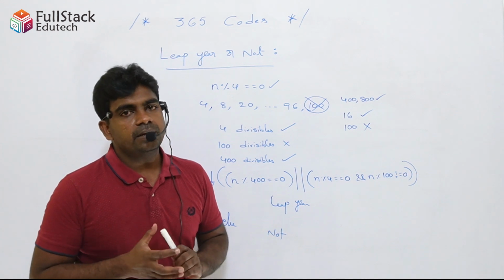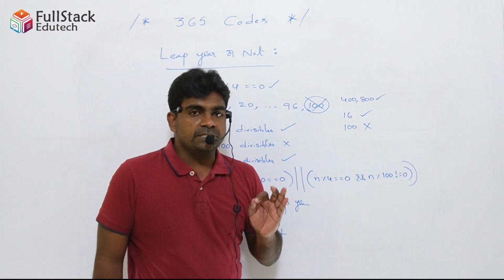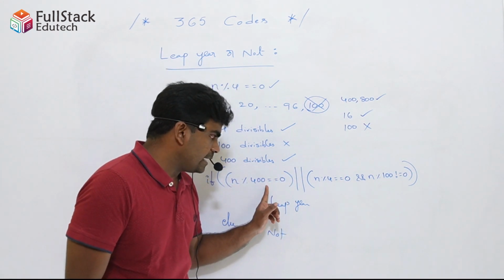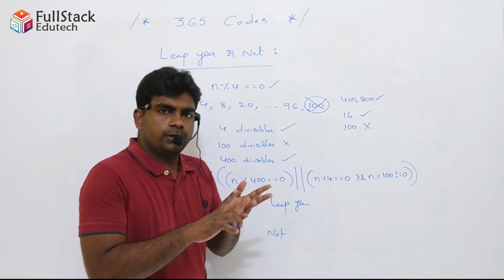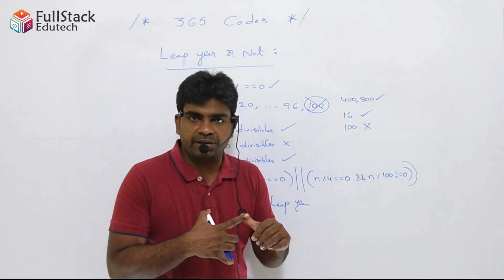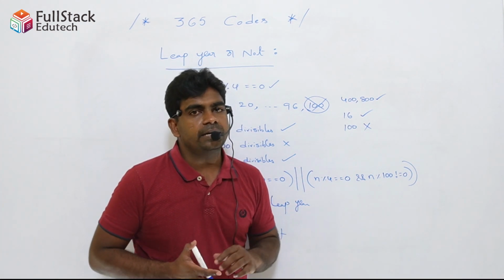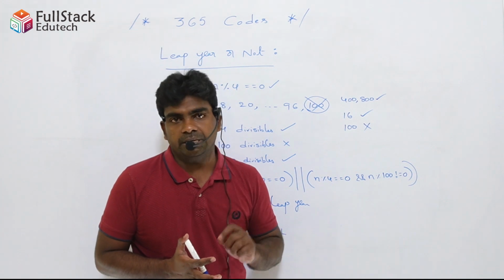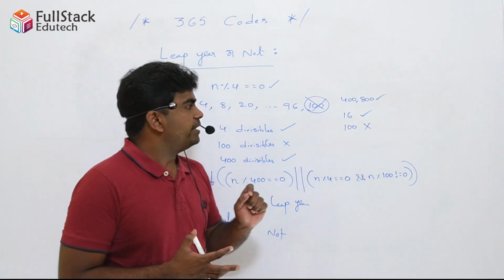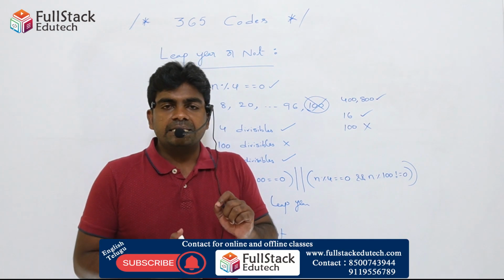It's very simple. When a number is 100 divisible, it should be 400 divisible as well. 100, 200, 300, 500, 600, 700 are not divisible by 400, so they are not leap years. This is the simple way of checking whether the number is a leap year or not.